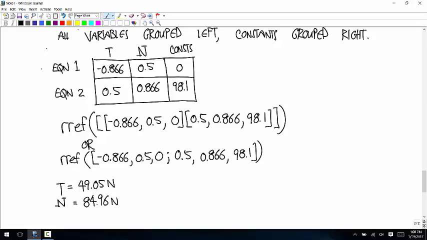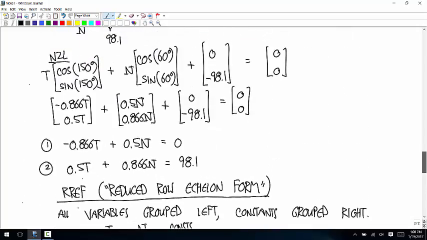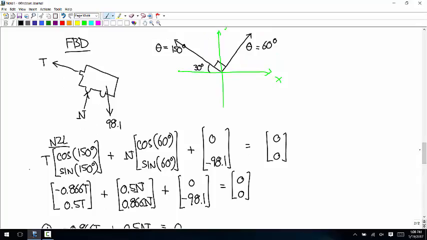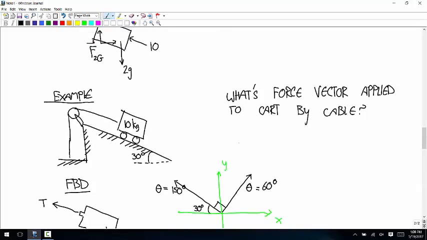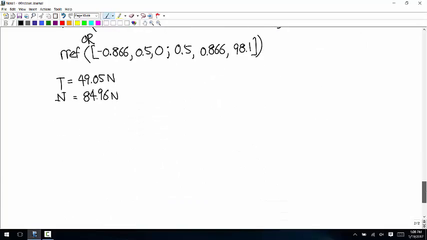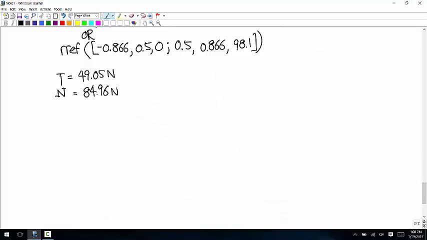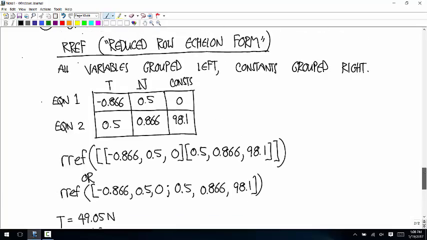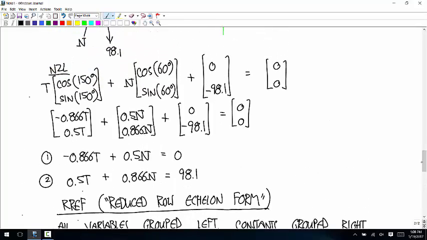Okay, so I asked for the force vector applied to the cart by the cable. So what's the force vector applied to the cart by the cable? We didn't get a vector here. We just got a number for the tension. Well, in Newton's second law, we had to represent the force vector applied to the cart by the cable. It's this. And so now all we have to do is substitute that value of t back into this, and it'll give us the force vector.